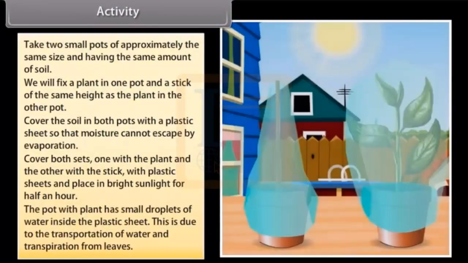The pot with the plant has small droplets of water inside the plastic sheet. This is due to the transportation of water and transpiration from leaves.